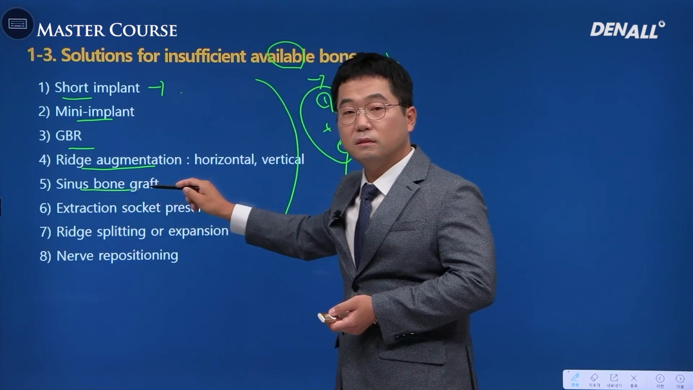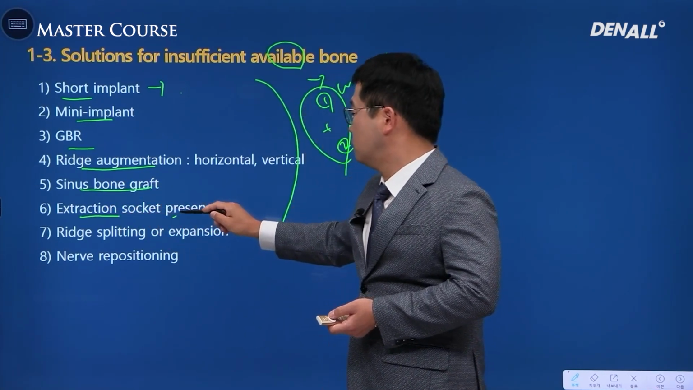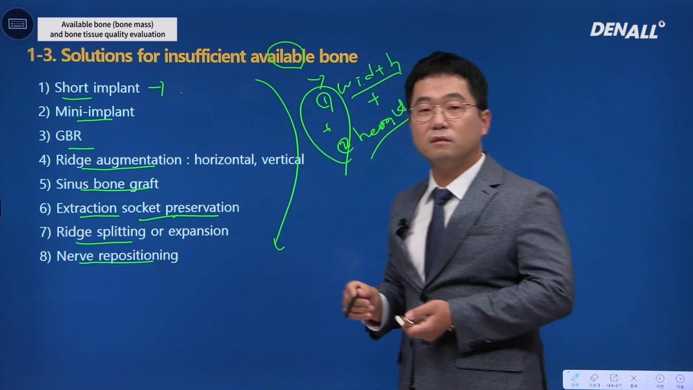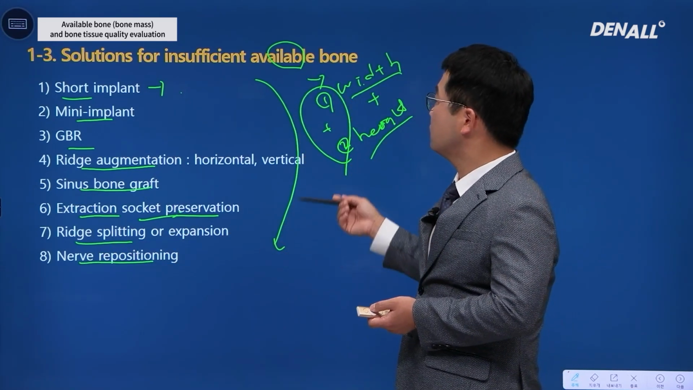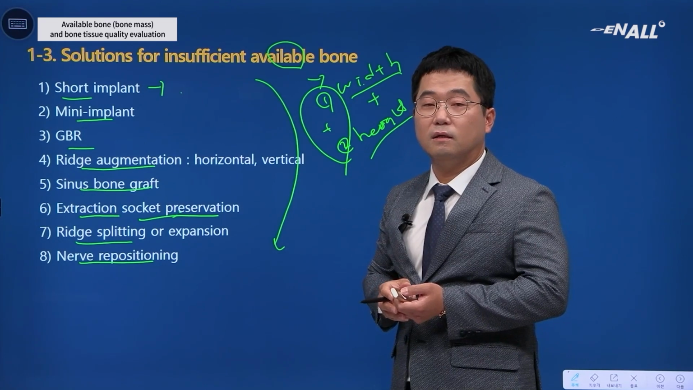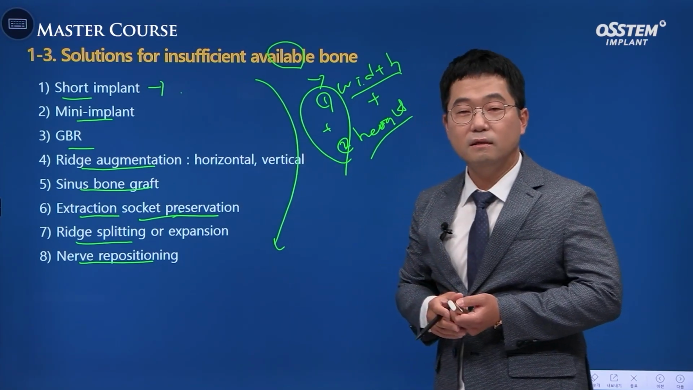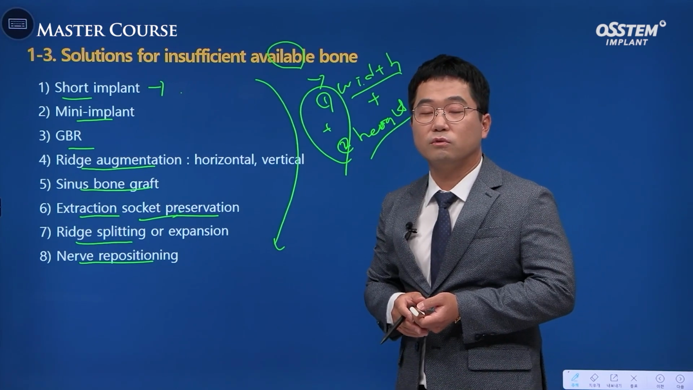Methods include ridge augmentation, sinus bone graft, socket preservation, ridge splitting, or nerve repositioning. Various methods can be used to overcome insufficient bone. These will be addressed in depth in a lecture on surgery.